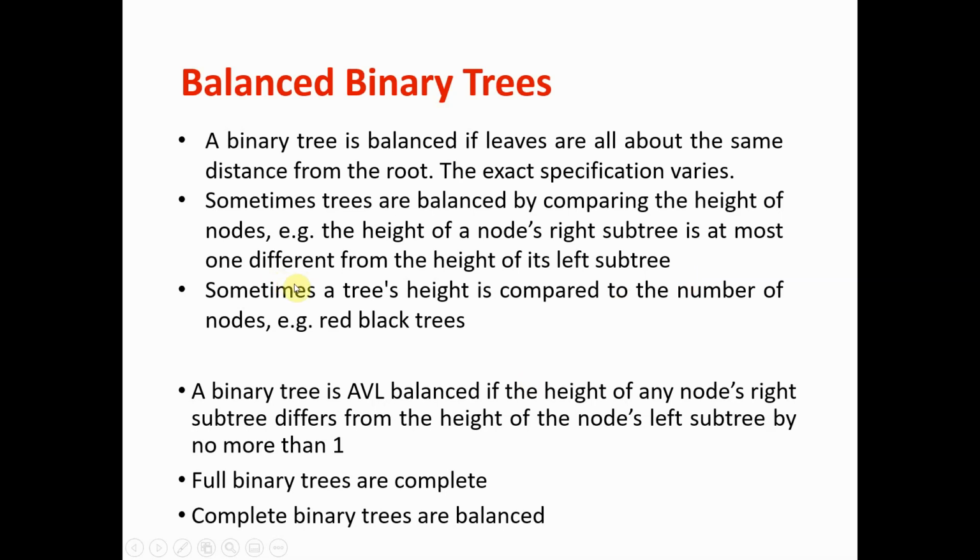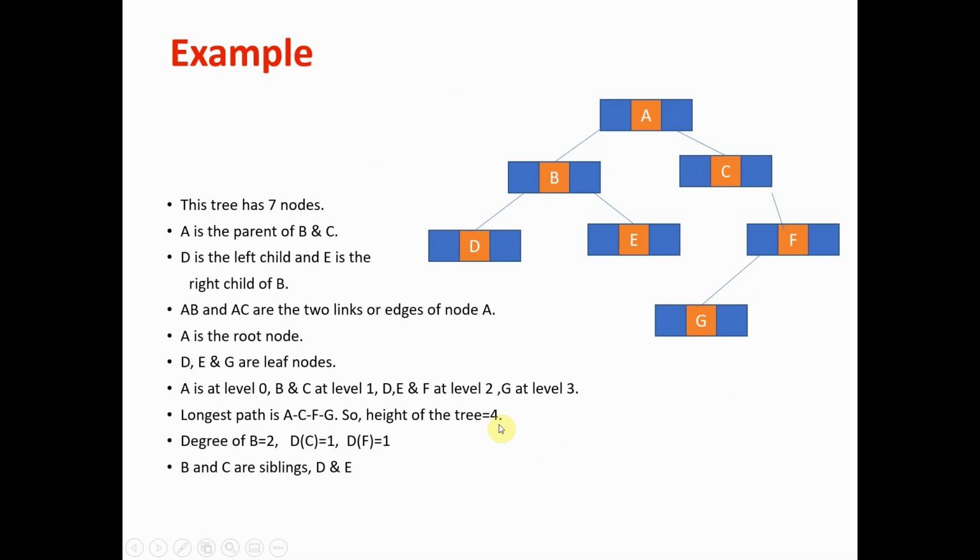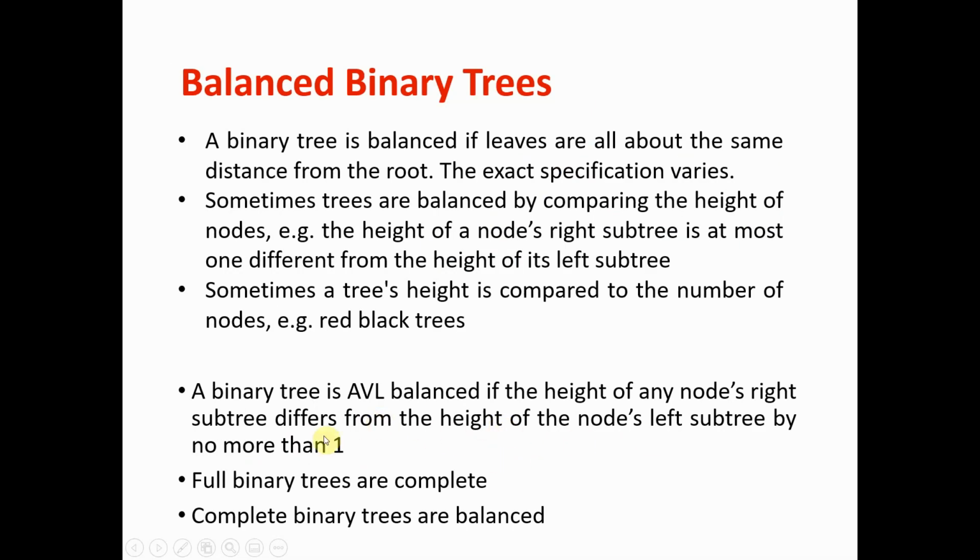And sometimes we find a tree's balance by comparing its height to the number of nodes that it has, right? So for example, in red-black trees. So a binary tree is an AVL tree, or AVL balanced, if the height of any node's right subtree differs from the height of the node's left subtree by no more than 1. So the difference can be 0, can be positive 1 or negative 1, nothing beyond that.